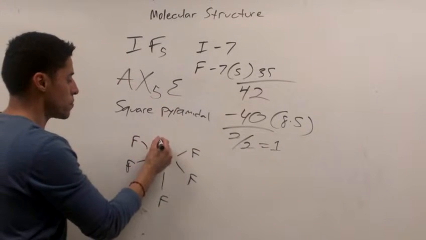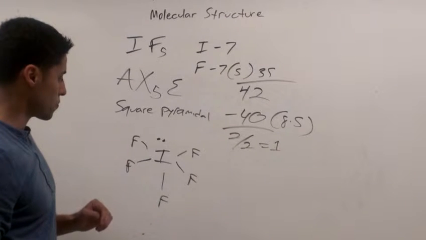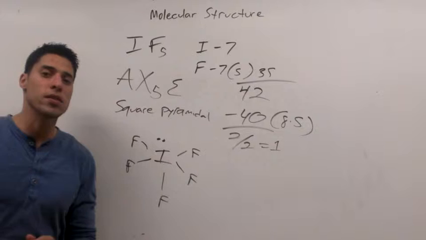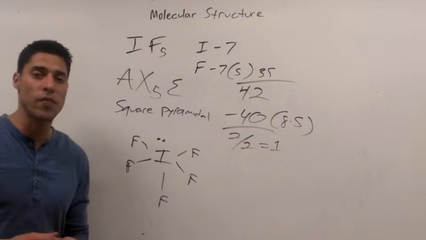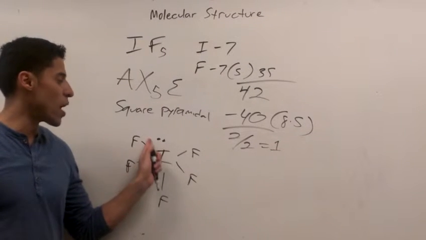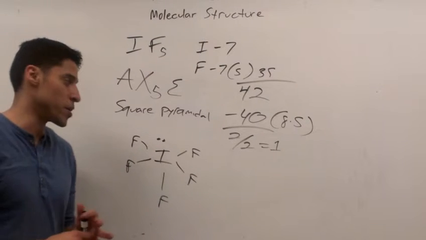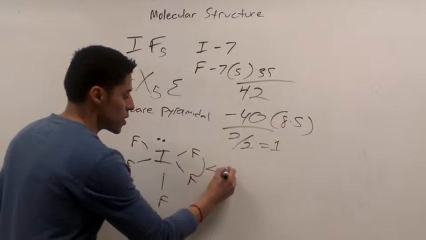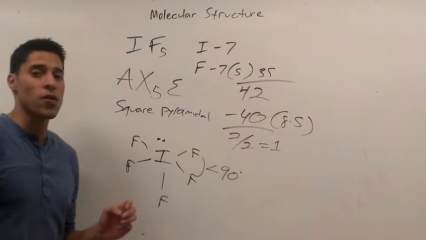And 1 electron lone pair. Okay, so it has a steric number of 6. The steric number of 6 has a bond angle of 90 degrees. However, since we do have a lone pair, it's going to be a little less than 90 degrees. So the bond angle between these guys, all of them, is going to be less than 90 degrees.